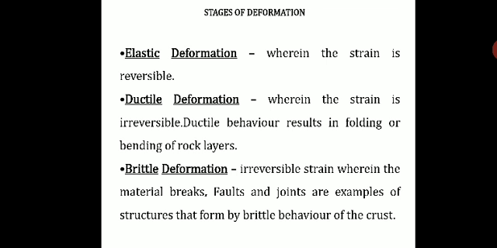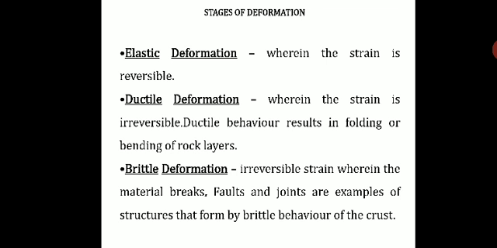First, let us understand what is meant by elastic deformation. Here the strain is reversible. In elastic deformation, you can imagine a rubber. What happens when you stretch it, and what happens when you release the stress? If a deformed body recovers its original shape after the stress is removed or reduced, that is called elastic deformation. The best example is rubber.